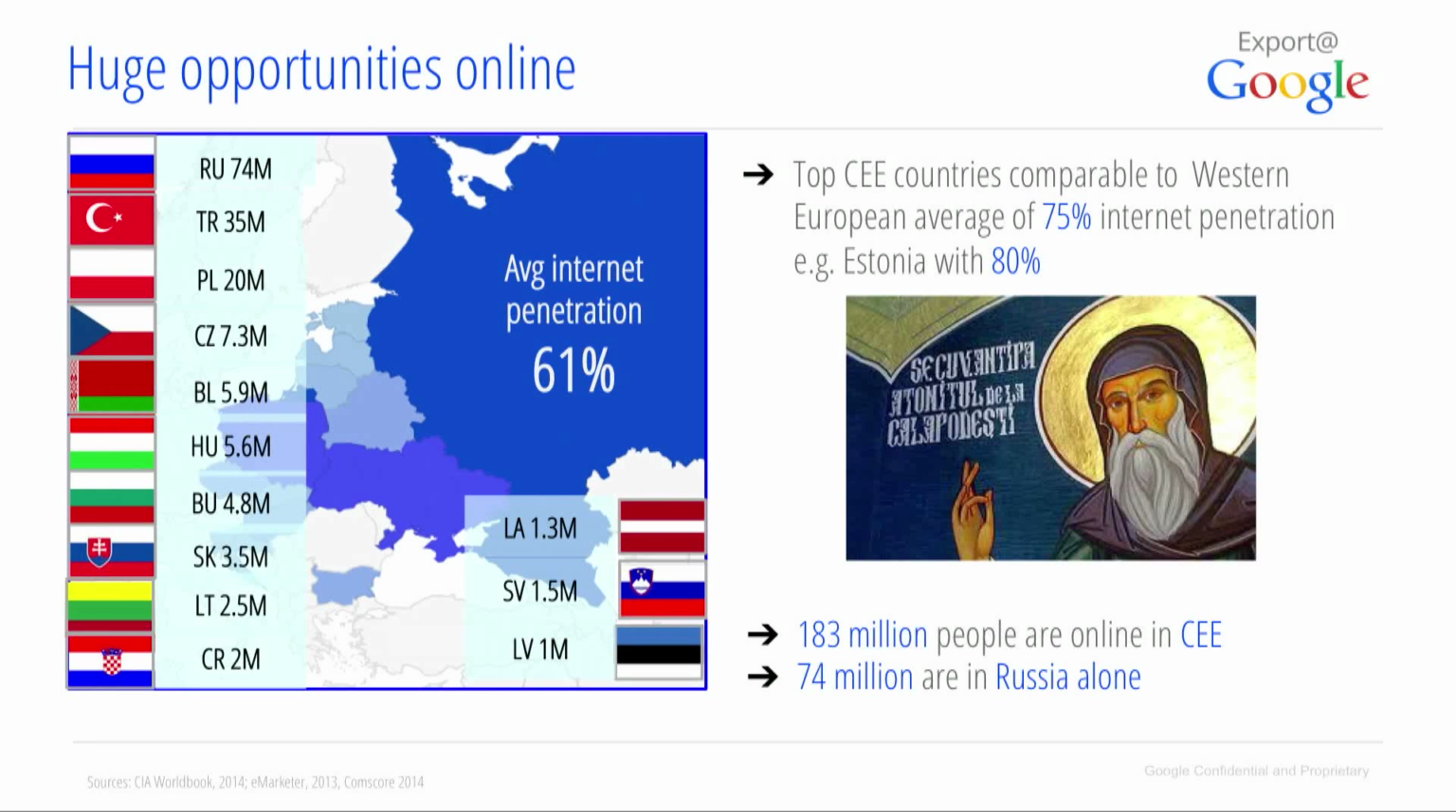It's important to understand that when we talk about online penetration, it can be a little misleading. For instance, the Baltics have very high internet penetration, Estonia with 80%. But when you look at the actual population, the number of people you're addressing in those markets, you realize that countries like Poland, Russia and Turkey, which has the lowest internet penetration rate across Europe at 44%, represent a massive audience that is not to be left out.